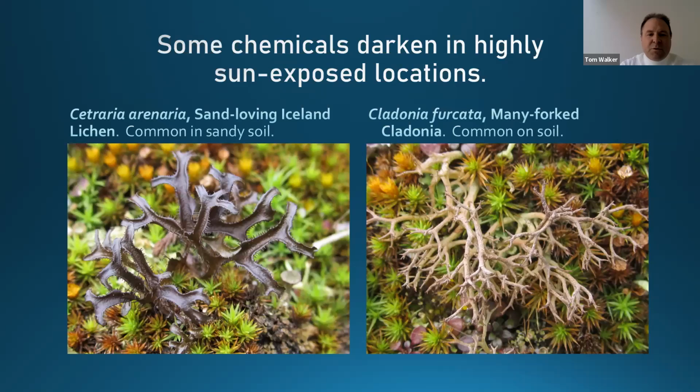Other chemicals will darken in highly sun-exposed locations. There's a couple of examples. This is sand-loving Iceland lichen on the left here, common out in the dunes, and Cladonia furcata on the right here. Similar to a reindeer lichen, but this one darkens in the sun. It does have a cortex.